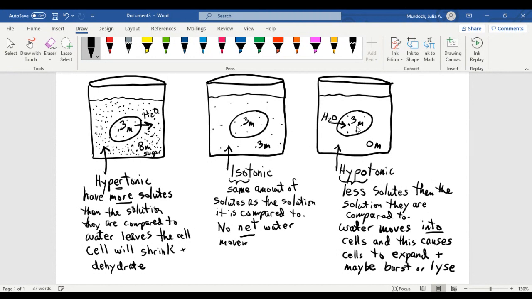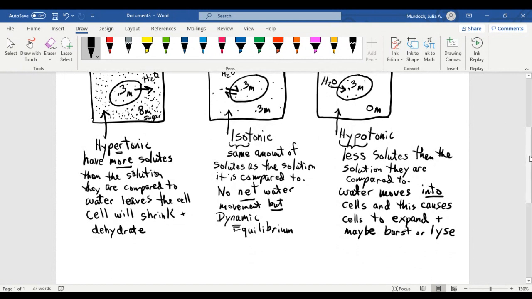But water will still move. Water moves equally this way and this way. There's even a special symbol for it. You see what I've drawn? Right? So H2O is moving both ways equally. And that's something called dynamic equilibrium. Because equilibrium is already there, but that doesn't mean that things aren't still moving. It's dynamic. So the cell will stay the same shape. The cell is a happy cell. Right? Cell stays same shape, doesn't swell or shrink, and it's a happy cell.